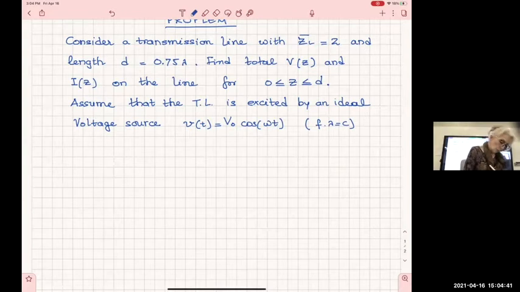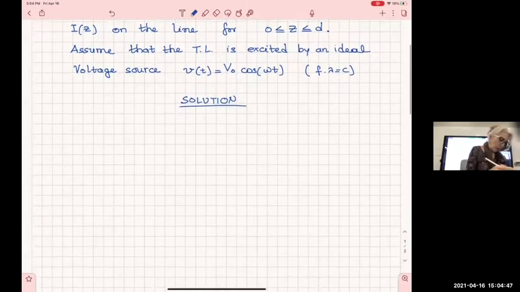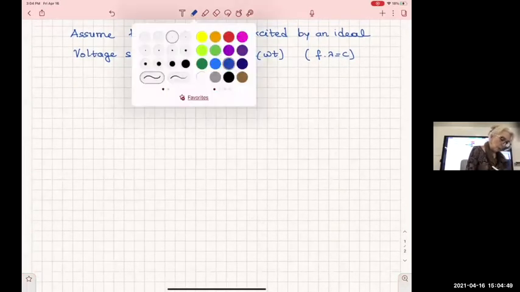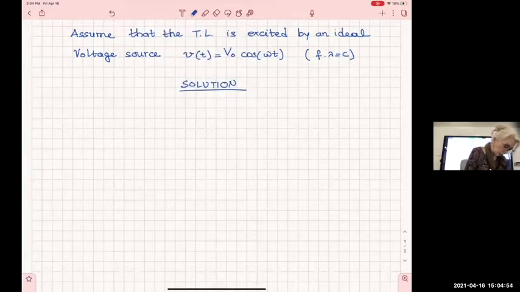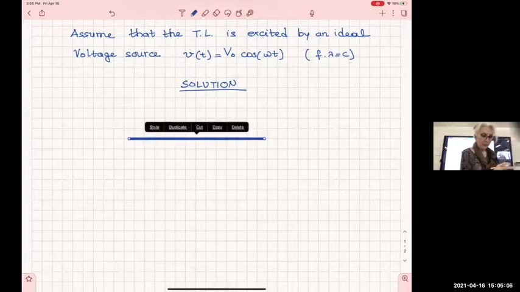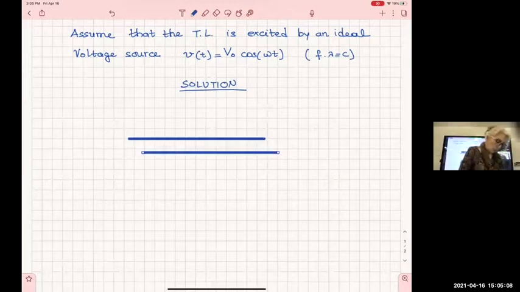All right, so solution. First of all, I'm gonna draw the line, the transmission line. So here, the normal way we do that. In fact, we're gonna solve this problem this time, as I said, using paper, and then we will do the same problem using the Smith chart.